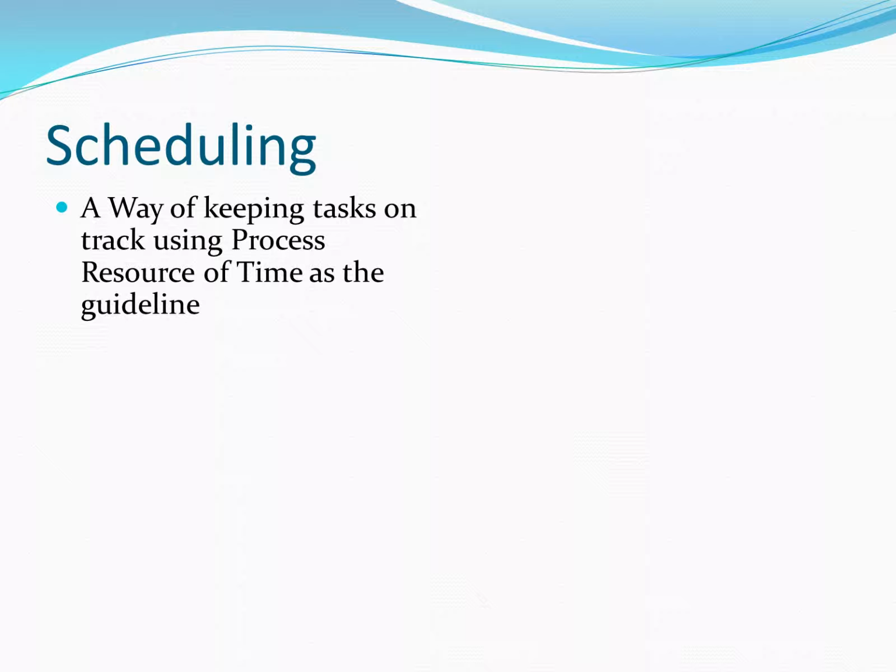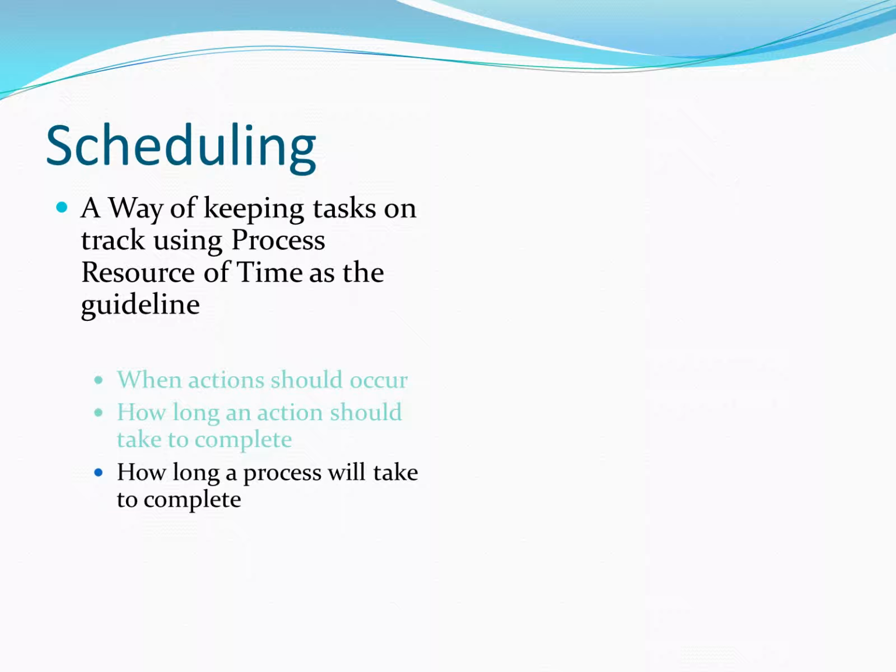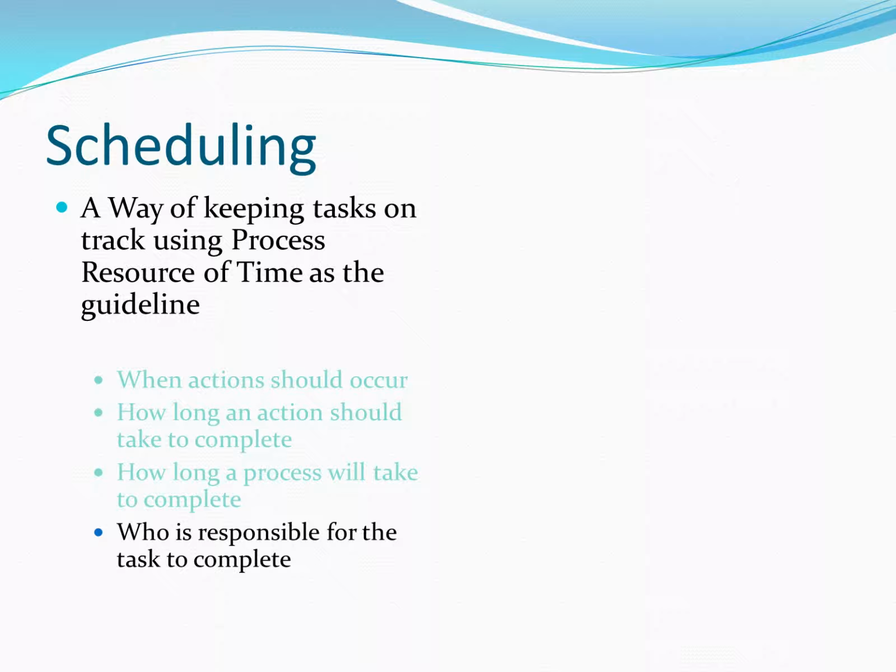What is scheduling? Well, scheduling is a way of keeping tasks on track using a process resource of time as the guideline. So you want to know when actions should occur, so you'll be able to read that right off your Gantt chart. You'll be able to know how long a process should take to complete. That's obviously critical. And we want to know who is responsible for that task to complete it.